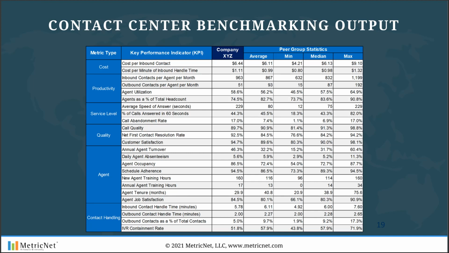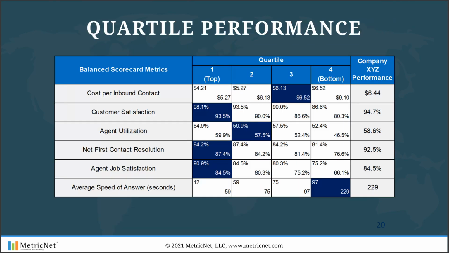So if the median is to the right of the average, it means you're skewed right. If the median is to the left of the average, it means you are skewed left. Most distributions are skewed right in the contact center industry. Now we can look at the quartiles for some of the more important metrics. These are the same metrics that were in the scorecard earlier. So again, right-hand column here, you should recognize these numbers: $6.44, 94.7 CSAT, 58.6% agent utilization, 92.5% FCR, 84.5% job satisfaction, and 229 seconds ASA.